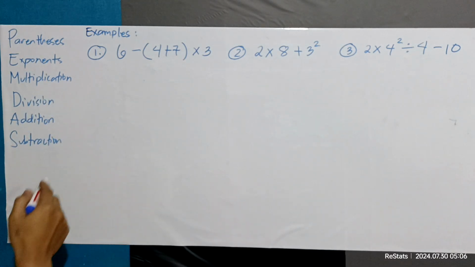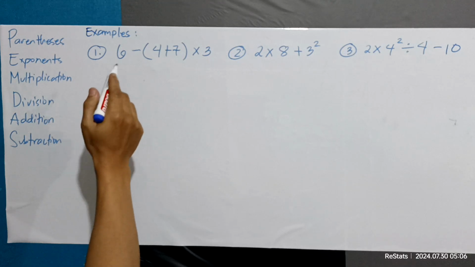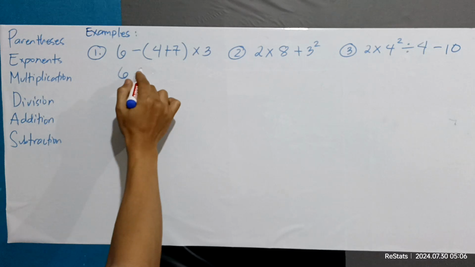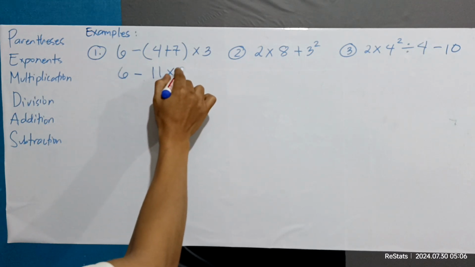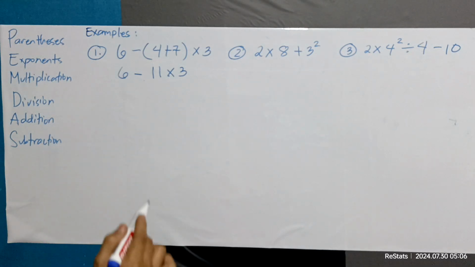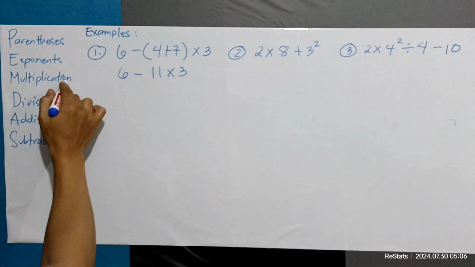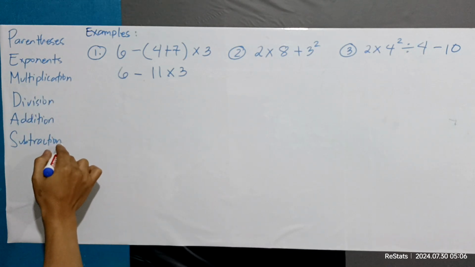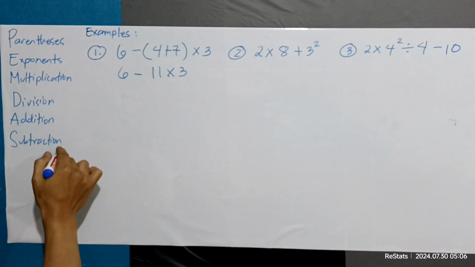Applying this rule, let us solve these examples. It says here that we need to solve first what's in the parentheses. That is 6 minus 4 plus 7, 11 times 3. And the order of operations tells us that we do first multiplication or division before we do addition and subtraction. Again, multiplication or division first before addition or subtraction.